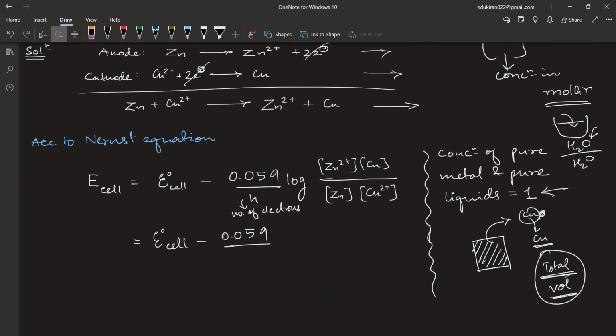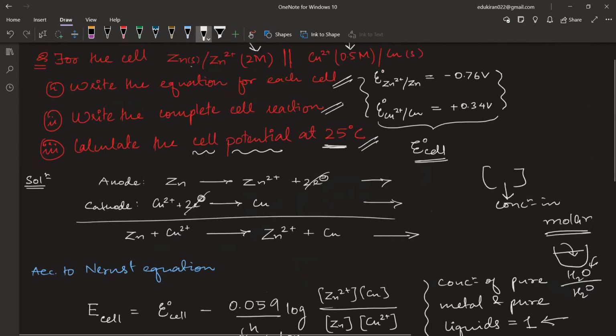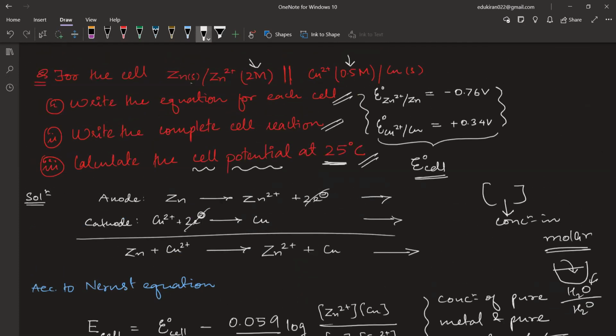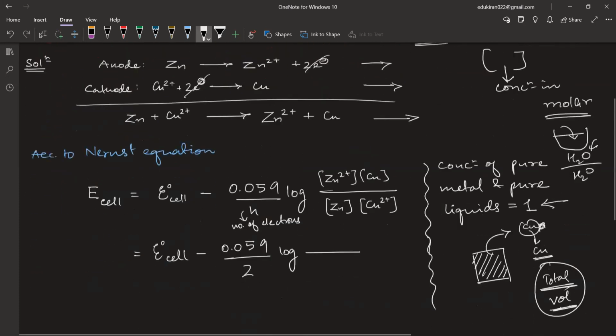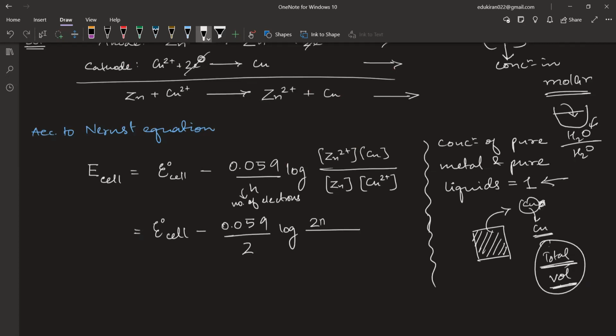0.059 divided by 2, into log, and then the concentration of zinc 2 plus is how much? Tell me in the question. What is the concentration of zinc 2 plus? 2 molar. Very good. 2 molar, into what will be the concentration of copper? Pure metal का क्या होगा concentration? 1. Okay. Unity. है ना? 1.